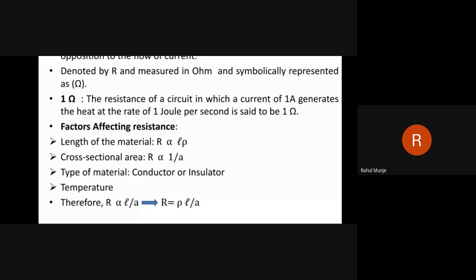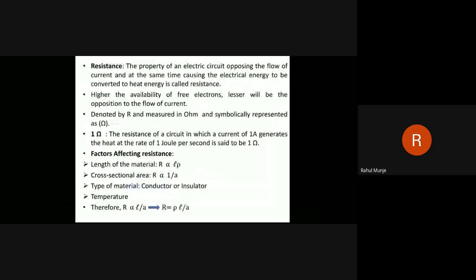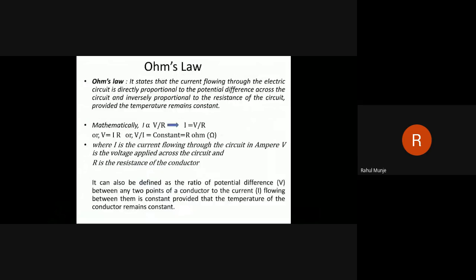Now, let's move on to the origin from where we get resistance. It is nothing but Ohm's law, which is very, very important for you all. I'm just stating the statement of Ohm's law. It states that the current flowing through an electric circuit is directly proportional to the potential difference across the circuit and inversely proportional to the resistance of the circuit, provided the temperature remains constant. Is there anyone who does not have an idea of Ohm's law?